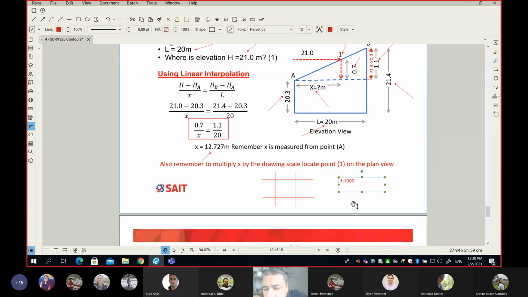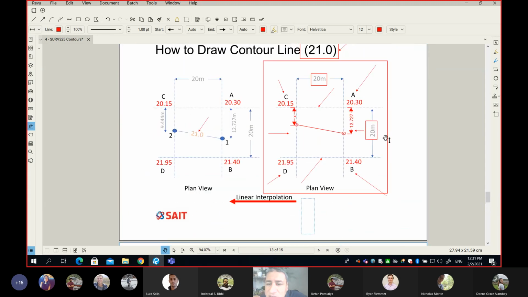Okay. And what does it mean 1 to 1,000? I know that some of you even now struggle with this 1 to 1,000. It means 1 centimeter on my map represents 1,000 centimeter on site, which means in simple English, 1 centimeter will represent 10 meters. And guess what? It means when I draw this grid line on my map, I have to present them as 2 centimeters. Why? Because 1 centimeter is 10 meters, so 2 centimeters is 20 meters, and the spacing is 20 meters here.